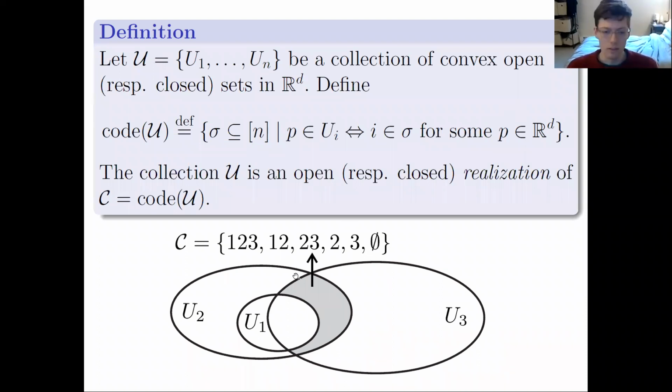Okay, so here's a realization. I have 3 sets in R2, they're convex. There's kind of these ovals, and the code that these give rise to is actually the code we looked at on the previous slide. So for example, the code word 2, 3 comes from this highlighted gray area where I'm in sets 2 and 3, but I'm not in set 1. And likewise, for example, the code word 3 comes from this region on the right where I'm in set 3, but none of the other sets. The empty set comes from somewhere outside my sets, and so on. Okay, great.